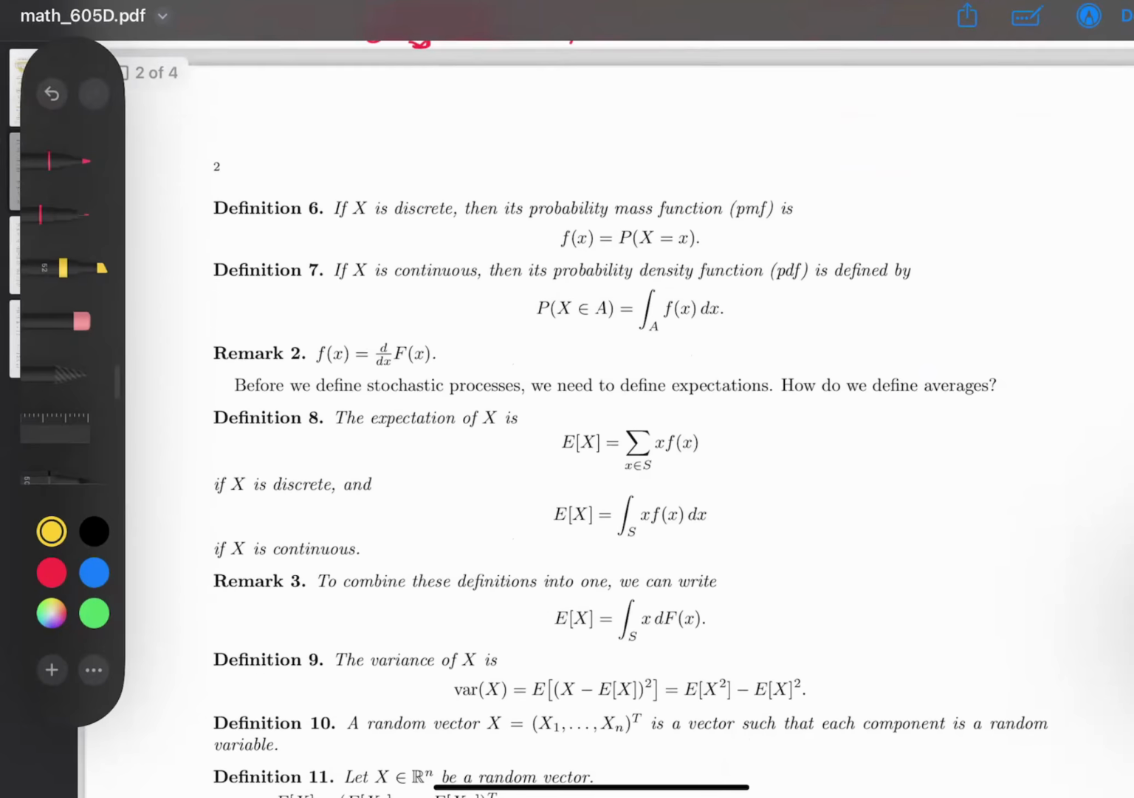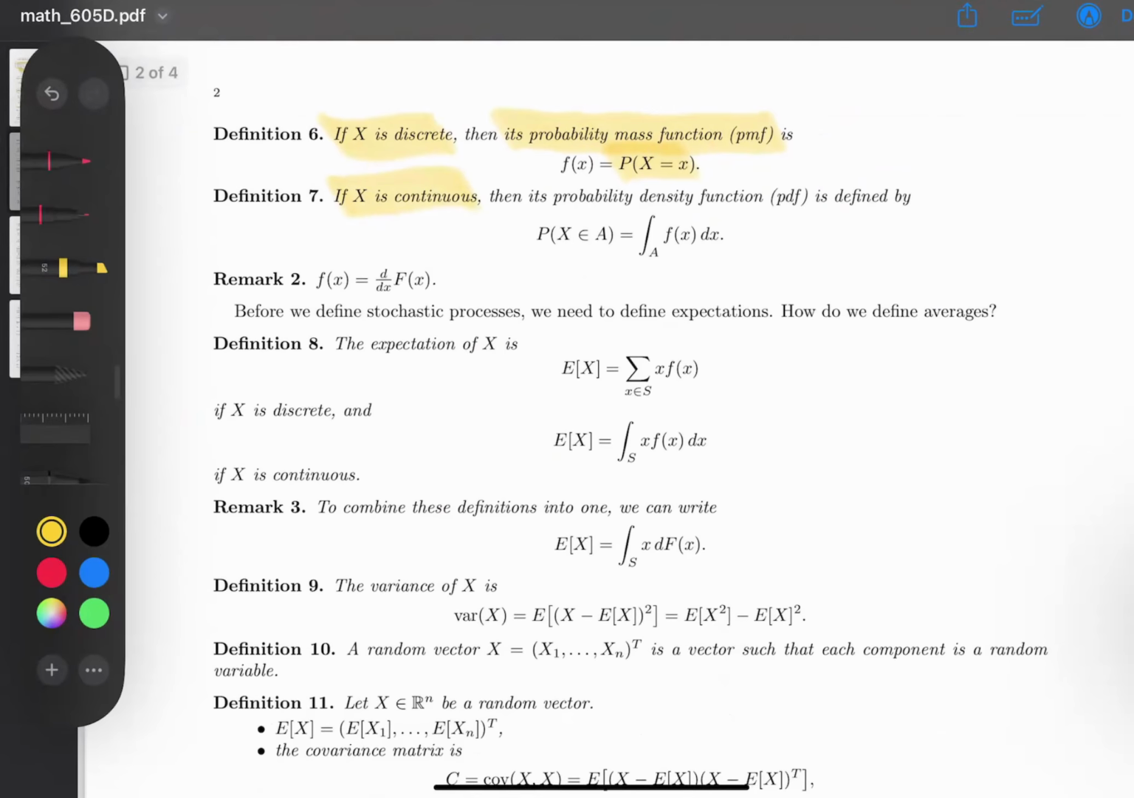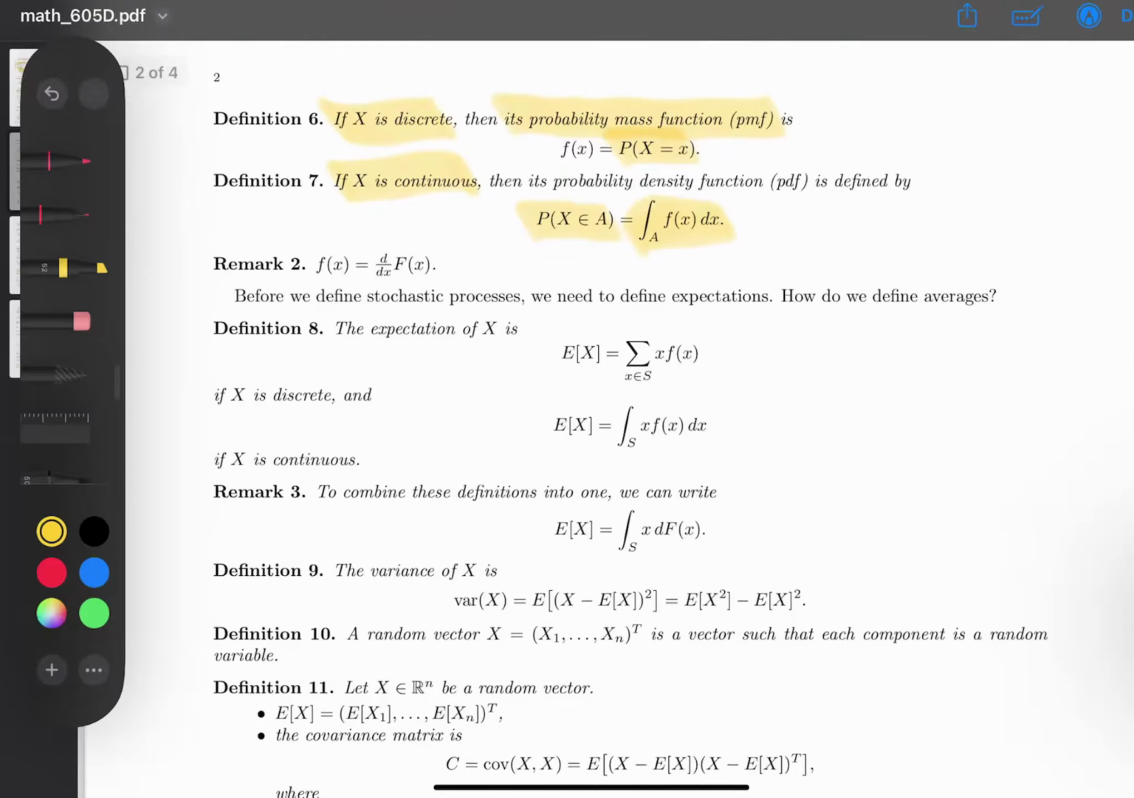The next thing we do, we say that if our random variable is discrete, then by probability mass function we're just going to define the probabilities of our random variable at x. And if x is continuous, then we define that our random variable belongs to the event set A if we take the integral of our density function over the set of all our events. And here we can observe that the derivative of the cumulative distribution function is going to be our density function.